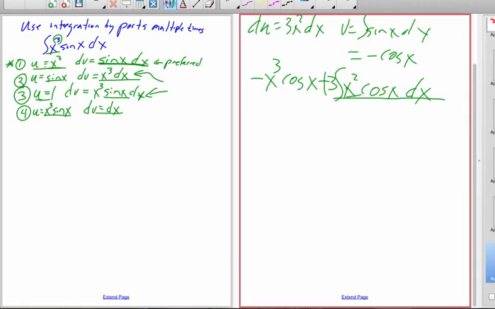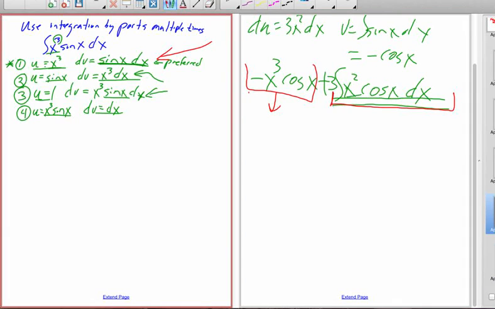So what do I do then? I do it again. So now we're just going to deal with this part only of this thing. This guy is just going to get copied down. And whatever we do, we're going to multiply by 3. So we're going to do the same thing we did before. Let's take a look at our options. But in this case, I'm going to go ahead and stick with option number 1 because it's doing what I want it to. It's bringing down the power of my x. So my u is going to be x squared.